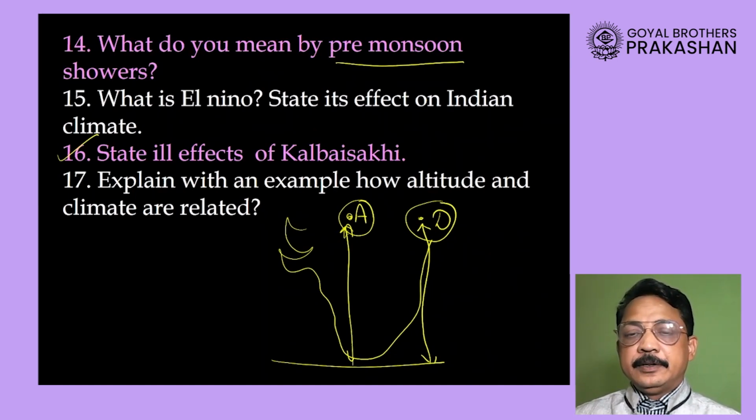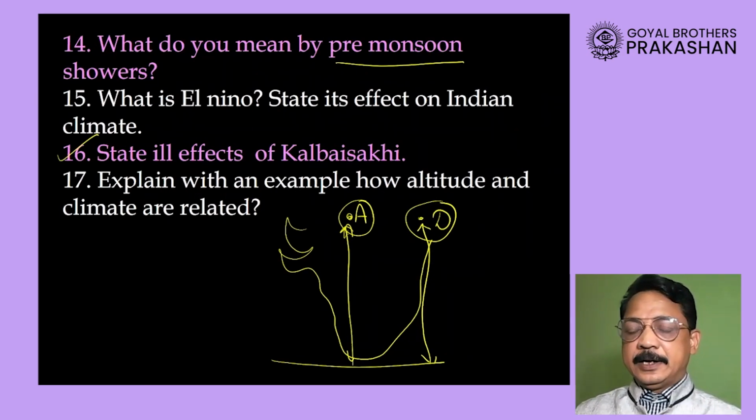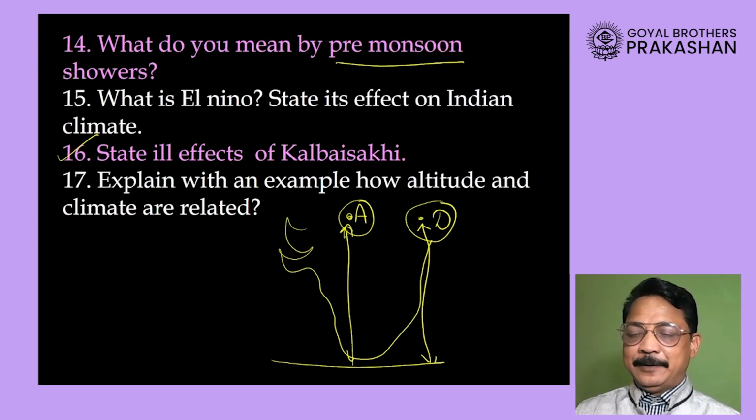The reason is Agra is located on the plain area, whereas Darjeeling is located in a mountain area of altitude more than 2000 meter above the sea level, whereas Agra is on plain region at altitude of approximately 170 meter above the sea level. So what happens? Because Darjeeling is located at high altitude, temperature is low throughout the year.